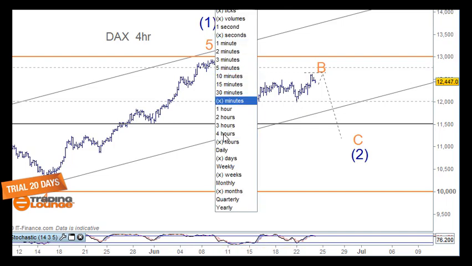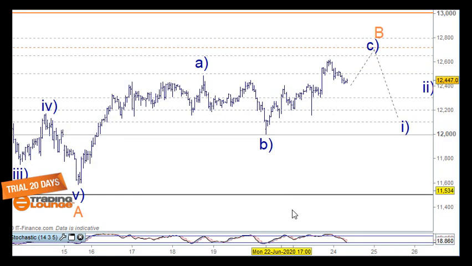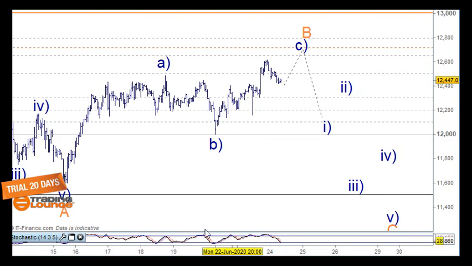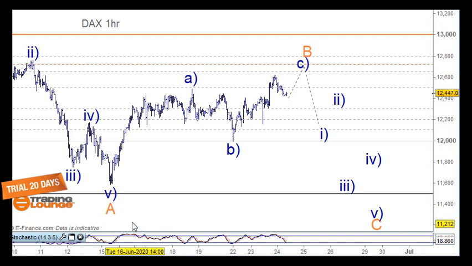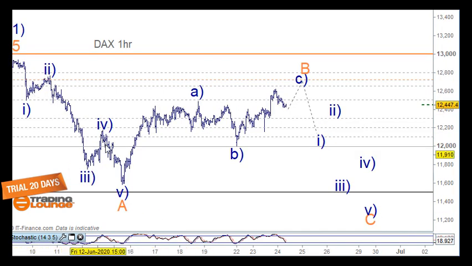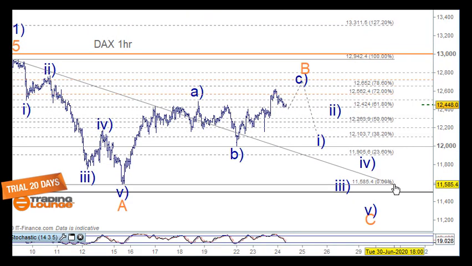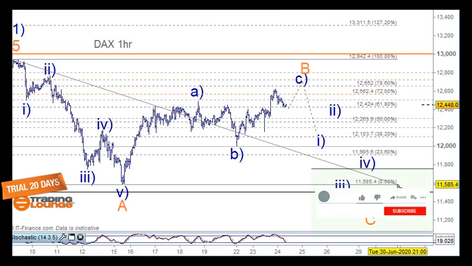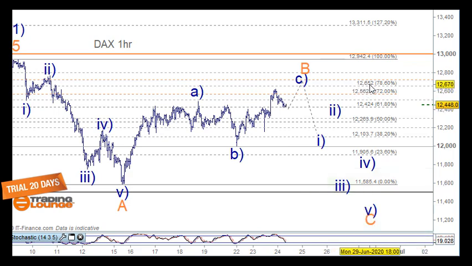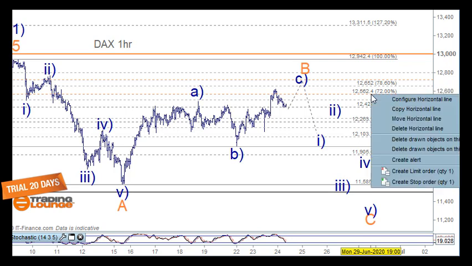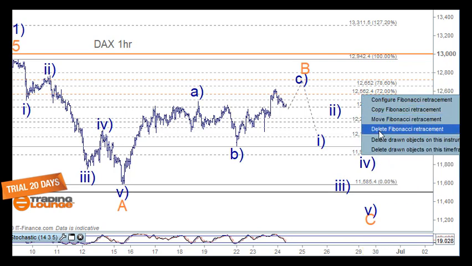So moving in closer to the market here on a 1 hour chart, the 5 waves are coming into play here, and we know the 61.8% is here, so we have to look to the next level, which is the 78.6, the square root of 61.8%. That will take us up into the 12,650 area. So that's actually the beginning of group 2.